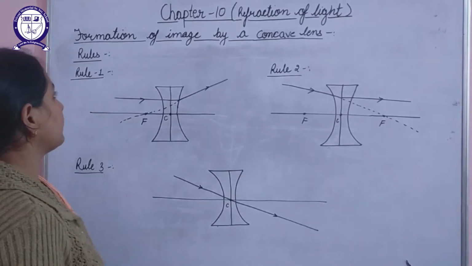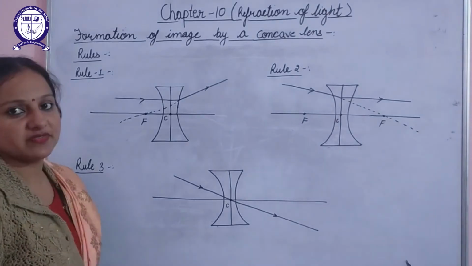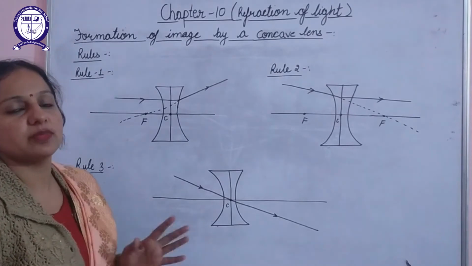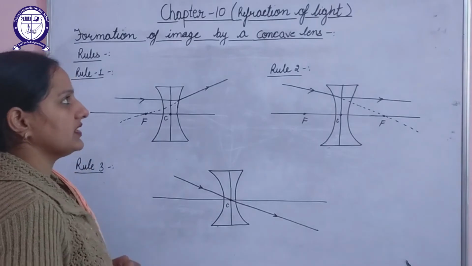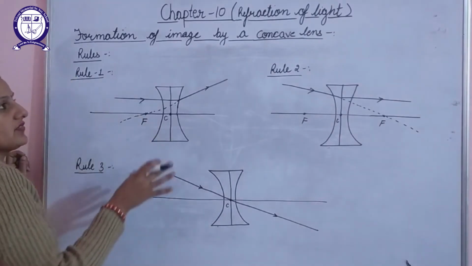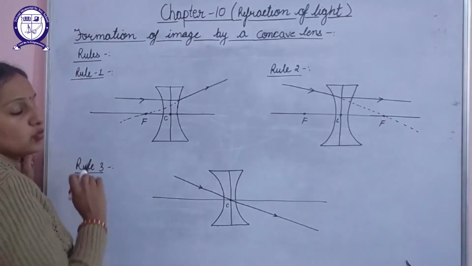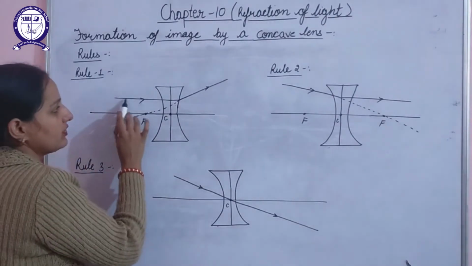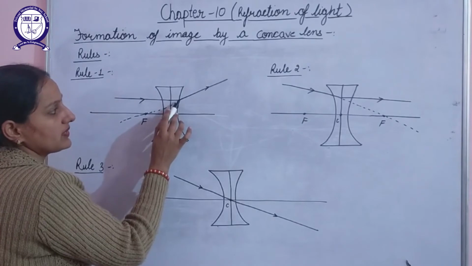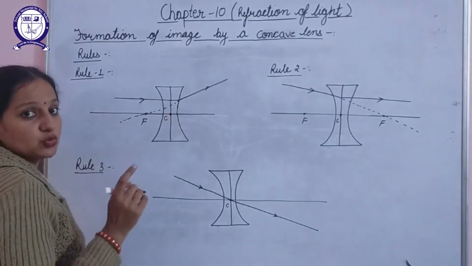Next is formation of image by a concave lens. Till now we have studied about the formation of image for a convex lens. Now we'll start with the concave lens, but before starting with the ray diagram, let's discuss the rules for the formation of image. If we talk about the first rule, if a ray of light is parallel to the principal axis, it will pass through focus.